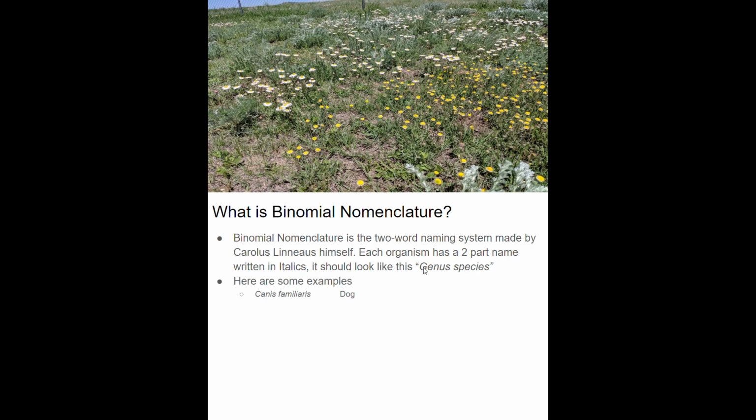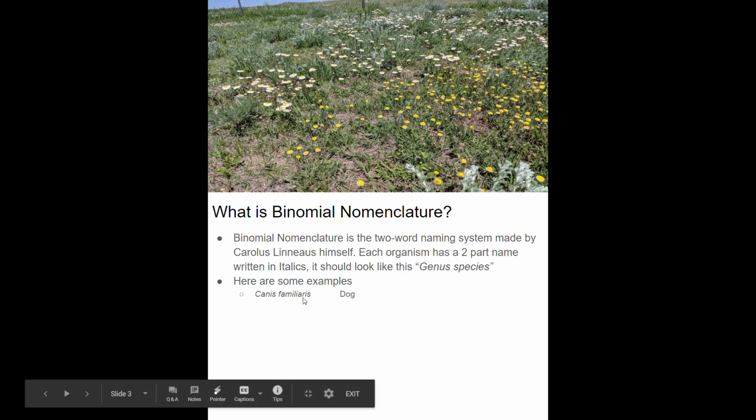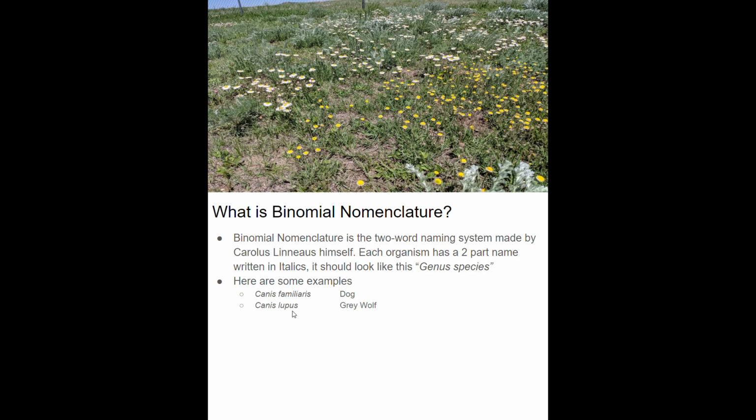Canis familiaris: you can see genus here. Genus is capitalized, species is not capitalized, and I put the common name off to the side. Canis lupus, gray wolf. Canis, again, is the same genus as dog. Lupus is a different species than dog. So that is gray wolf.